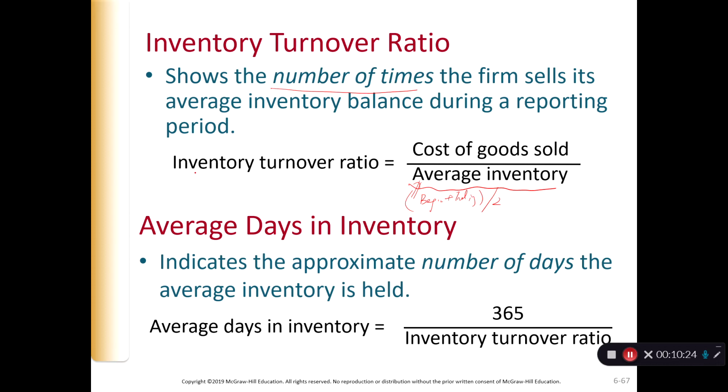And then once you get the inventory turnover ratio, remember we also have average days in inventory, or average days in accounts receivable, by dividing 365 days by the inventory turnover ratio to understand how fast the inventory is turning, in terms of how fast the product is sold from the warehouse to the customer. It is the number of days out of 1 year that the average inventory is held.